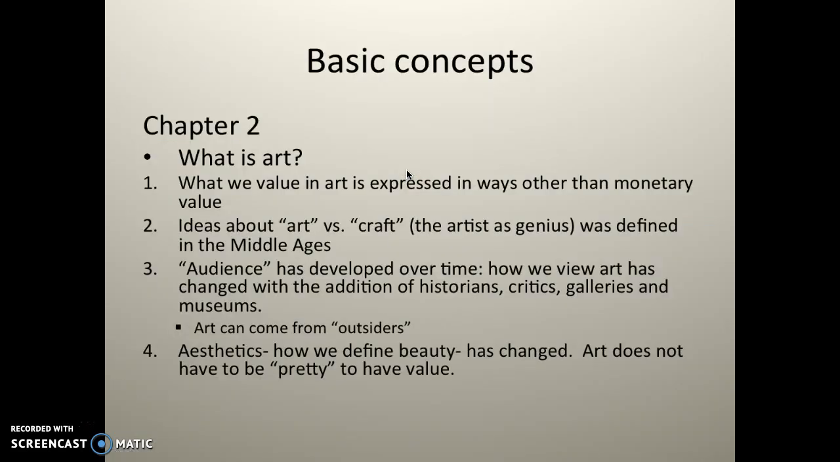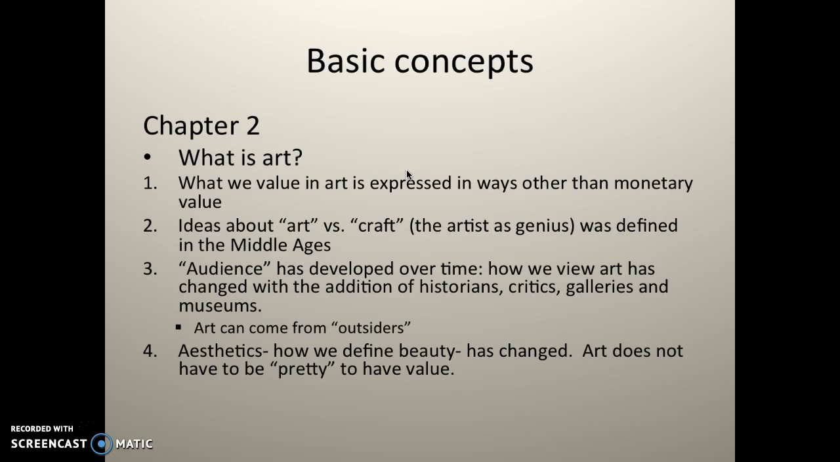In Chapter 2, the author asks, what is art? And he tries to explain how and why we value art. So these are some of the basic concepts: that art is valued in ways other than monetary value. Ideas about art versus craft, or thinking of the artist as genius with very original ideas and inspiration and creativity. This is something that was defined in the Middle Ages.